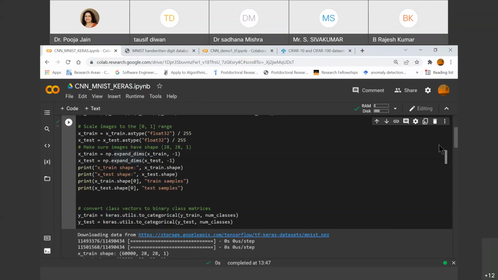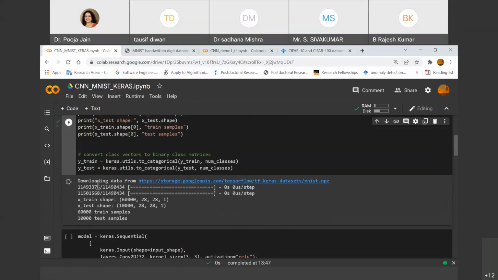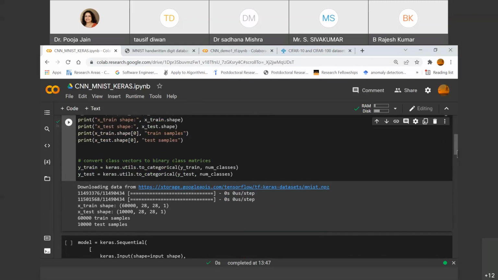Now see, this is the output. First of all, it is getting downloaded. Then we are printing 4 things. First, the shape of the training set: 60,000, 28, 28, 1. This is the shape of that tensor. Then the testing set: 10,000, 28, 28, 1. This is the shape of the testing set. After that, for x_train.shape, we are accessing the very first entry, so 60,000 training samples are printed out, and here 10,000 test samples are printed out. Fine.